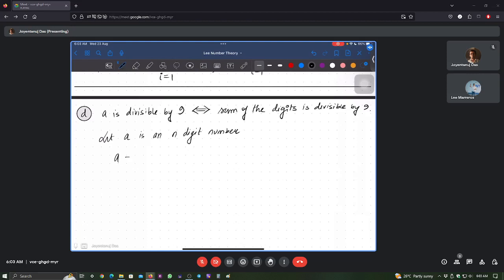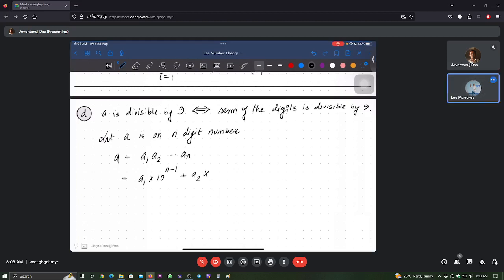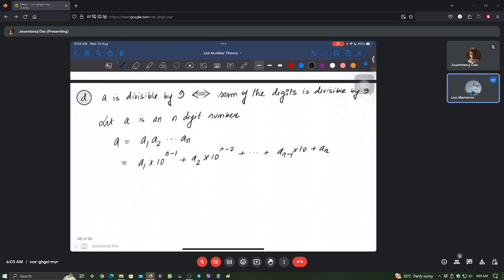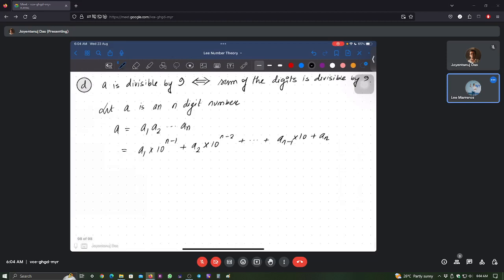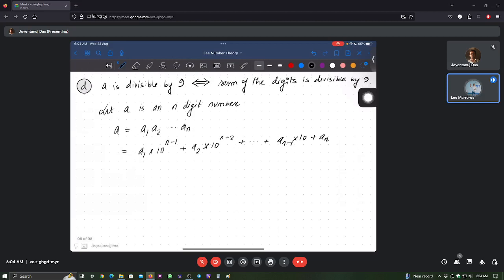So a equals a1, a2 up to an. This you can write as a1 times 10 to the power n minus 1, plus a2 times 10 to the power n minus 2, and so on, plus a(n-1) times 10, plus an. After this, we need to apply modulo. Because we are checking divisibility by 9, you have to apply modulo 9.